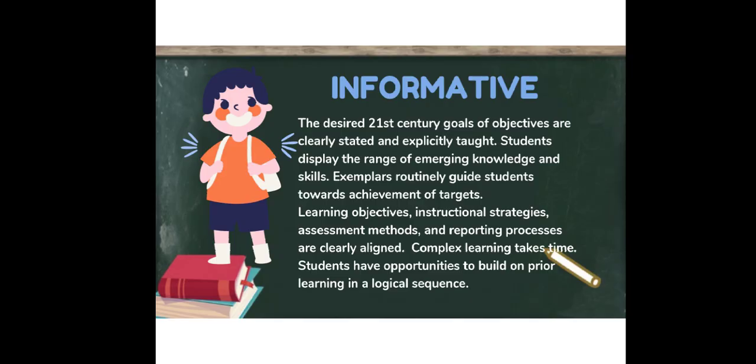In informative, it informs the student about peer status. Students should be given an opportunity to build on prior learning. Self, peer, and teacher review is also important. Why? Again, because the students should be informed about their status. That's the reason why they are important.